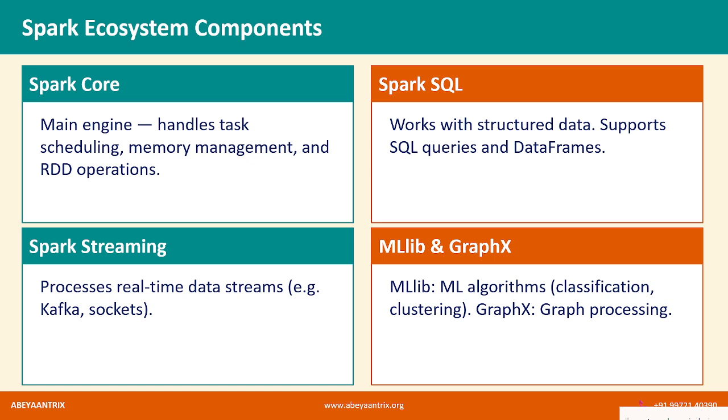Okay, so here we have the Spark ecosystem components. Which are the other components you have along with the Spark engine? First we have Spark Core, the main engine. This main engine handles task scheduling, memory management, RDD operations. Okay. Then comes Spark SQL. Here you can use SQL also, SQL queries, you can have data frames. Everything you can have here also. You have already worked with data frames, so here also you can have data frames and SQL queries.